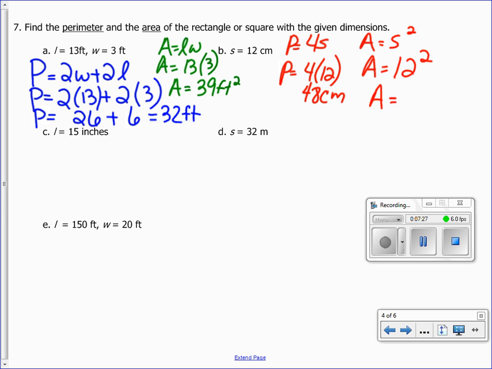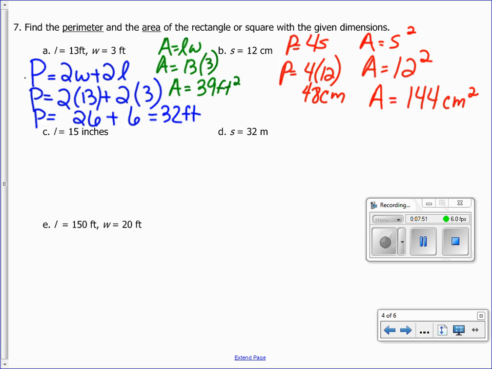And the area for this square will be 12 squared. Area is equal to 12 times 12. Remember, we discussed this, 144. Do not forget to put it as centimeters squared. Now, try C, D, and E on your own. Pause the video and come back and work it on your own and check it after you've worked it on your own.